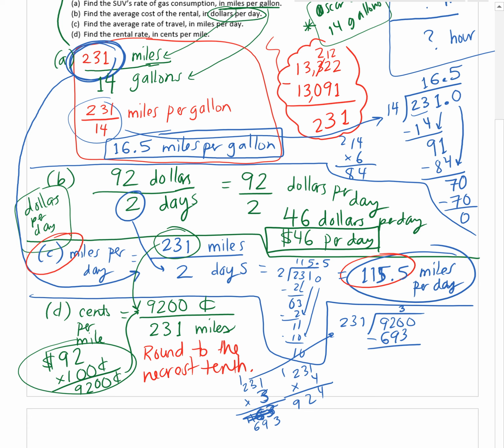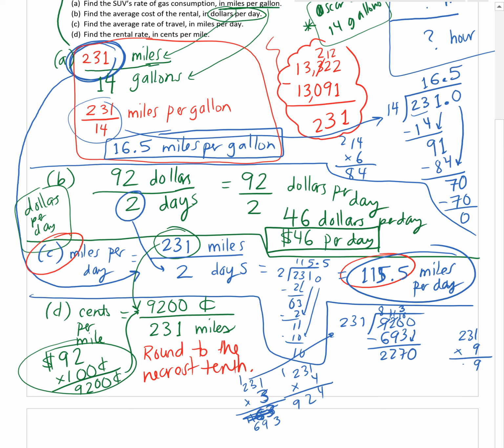If I subtract those guys, I get what? 227, because you have to borrow from this guy. Make this a 12. Make this a 10. Okay, that sounds good. Bring down the 0. Oh, that's going to be a lot. 231 might even go into 2,279 times. Let's see how that goes.